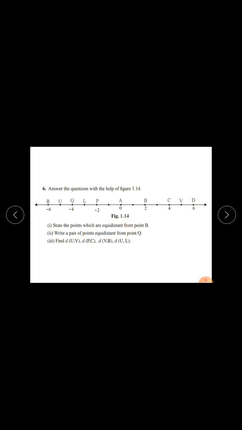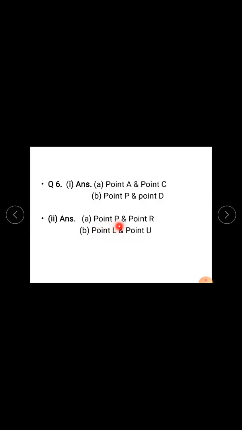Second sub question. Write a pair of points equidistant from point Q. Now where is your point Q? This is your point Q. Again you have to write a pair of points equidistant from point Q. So point R and point P. Same, point U and point L. So the answer is point P and point R, point L and point U.